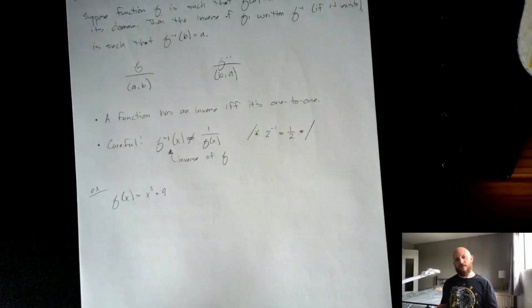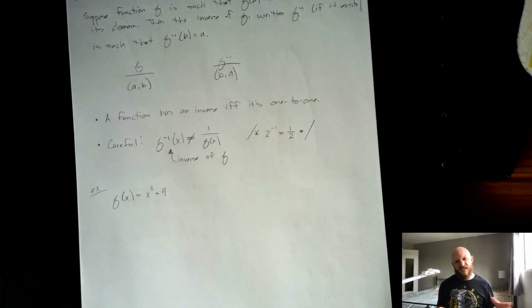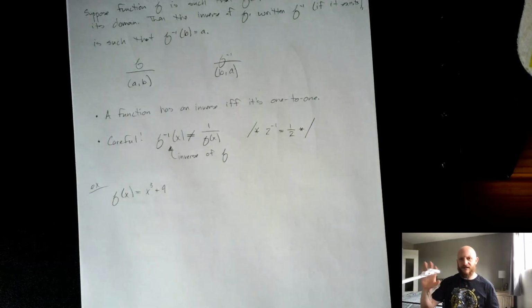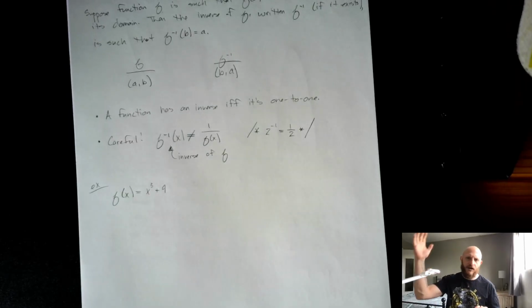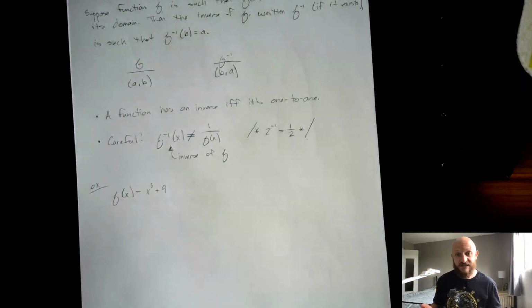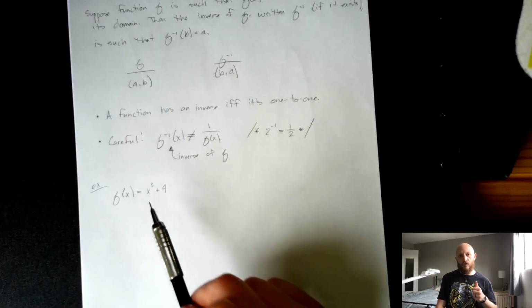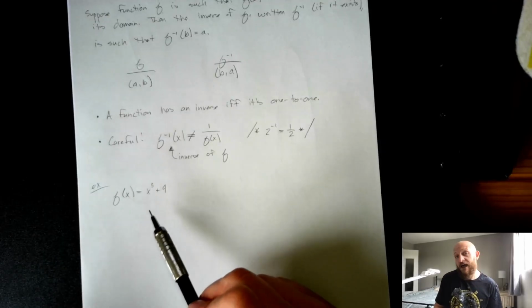F of x equals x cubed plus 9. So first of all, you want to verify, is this one-to-one? Yeah, it is. The cubic function is 1-to-1, and this plus 9 all that does is take the cubic function and shift it up 9 units, so it's not going to change the injectivity, the 1-to-1-ness of it. So yes, this is 1-to-1, so indeed, it definitely does have an inverse.